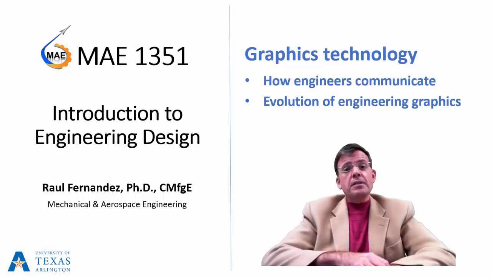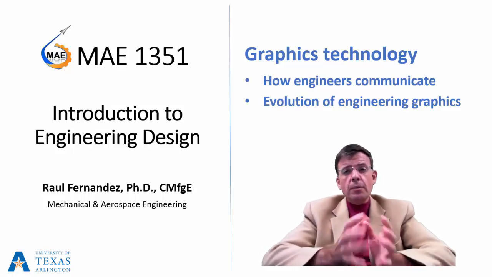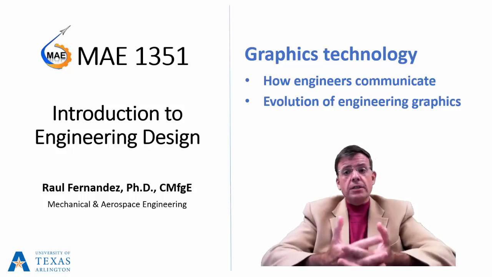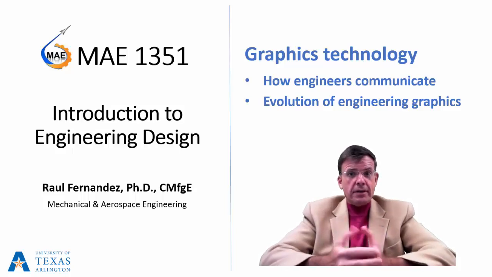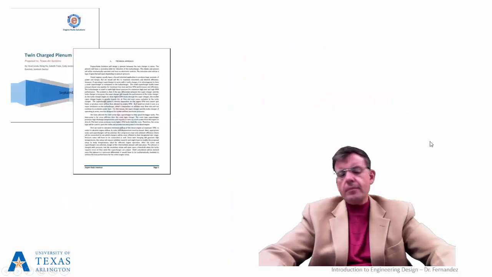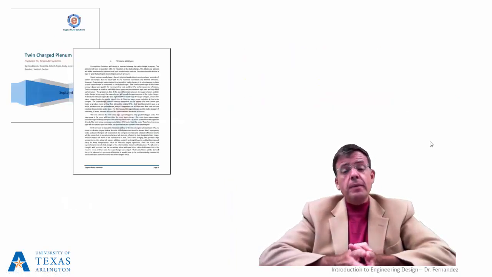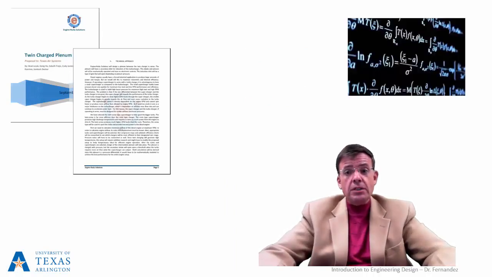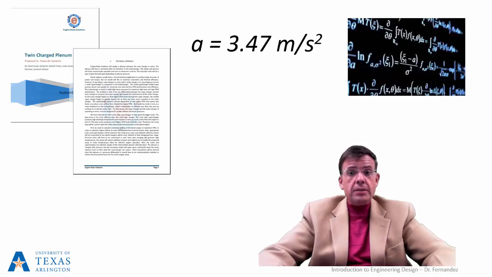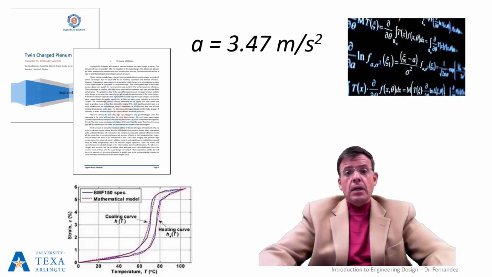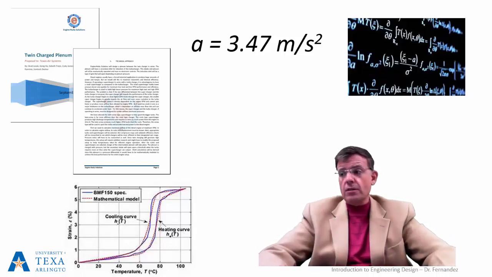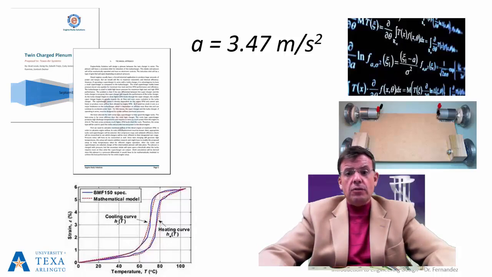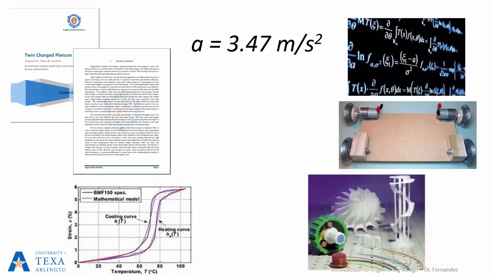Hi, let's round up this introduction to the course with a little bit of material on graphics technology, how engineers communicate, and the evolution of this very venerable area of engineering graphics. So engineers, of course, communicate through many different channels, anywhere from plain language to mathematical formulas to quantitative data, so numerical data. Numerical data sometimes likes to be expressed in two-dimensional format, so we certainly communicate through charts, both two-dimensional, even three-dimensional. We also communicate through prototypes.